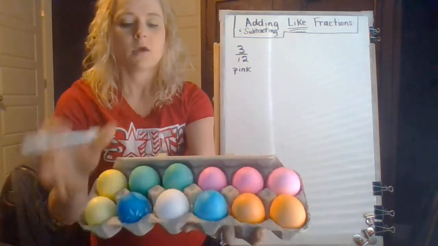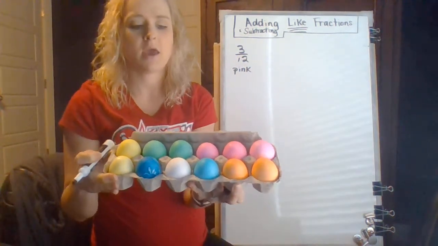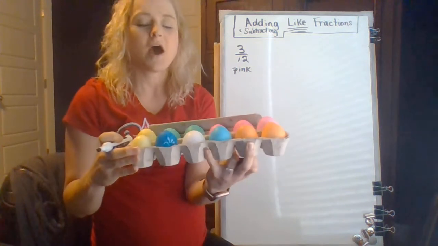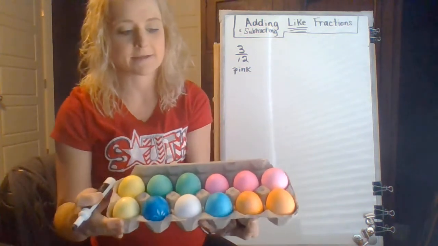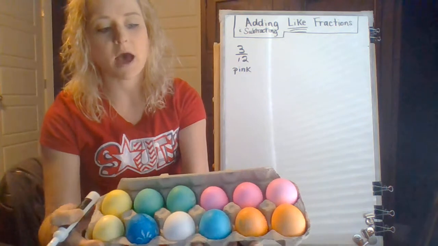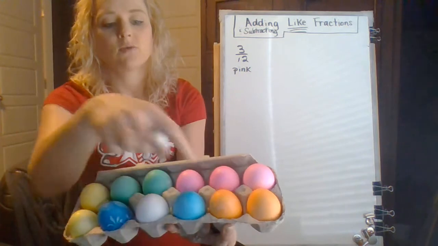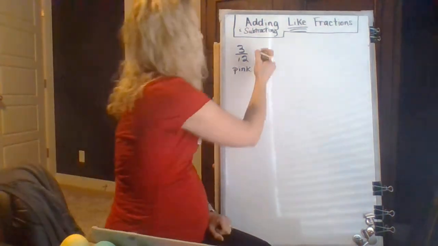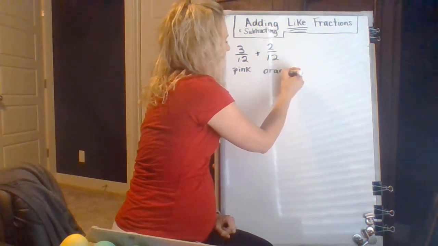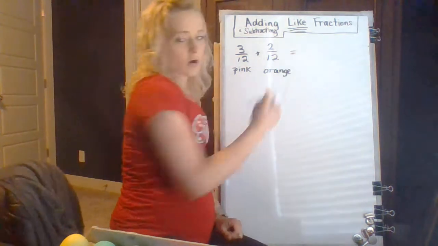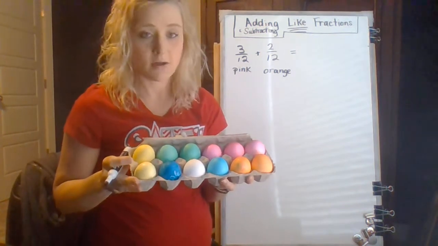Top 3 up there. So if I ask the question, how many eggs in my egg carton are pink and orange? Or what part of the carton are both pink and orange? Probably be the better question to ask. So if I have 3/12 of my egg carton is pink, and then down here I see that 2 out of 12 eggs are orange. 2/12 are orange. How much of the whole egg carton is pink and orange? Is the whole egg carton pink and orange? No. Only part of it.